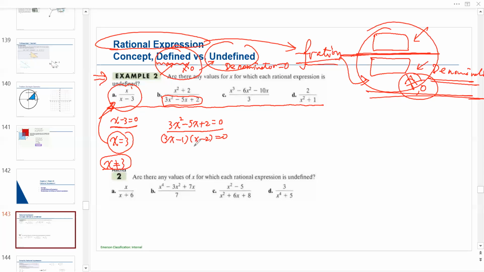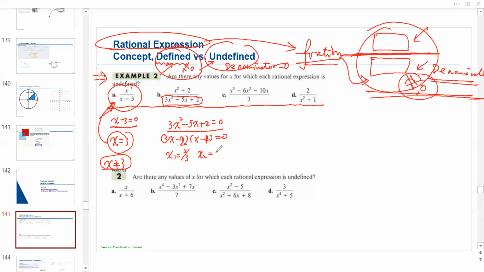Right? So you got 3x... Oh, something is wrong here, right? Here it should be minus 2 minus 1. It should be done like this: 3x squared, negative 3, negative 2, so positive 2. So you got here, one of the solutions is 2 over 3.